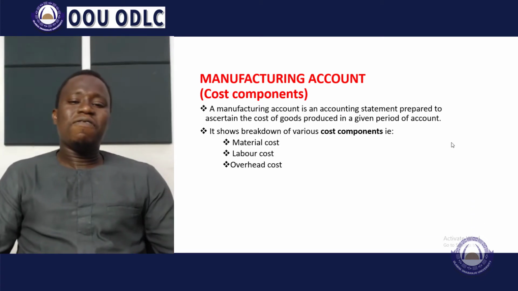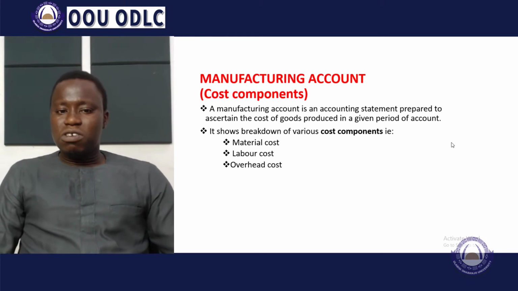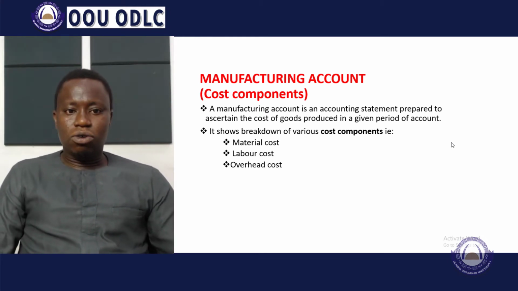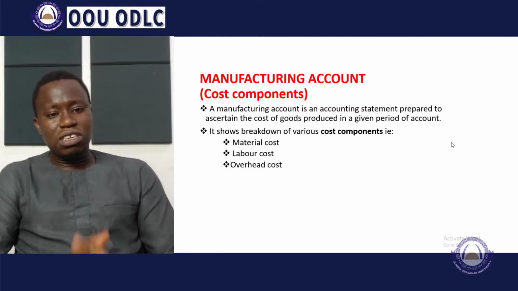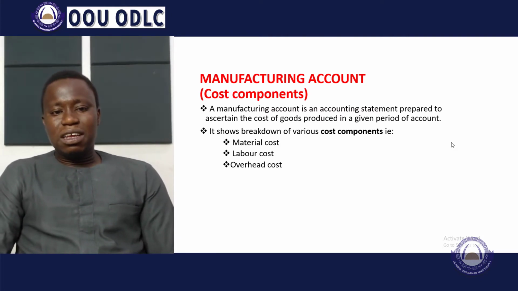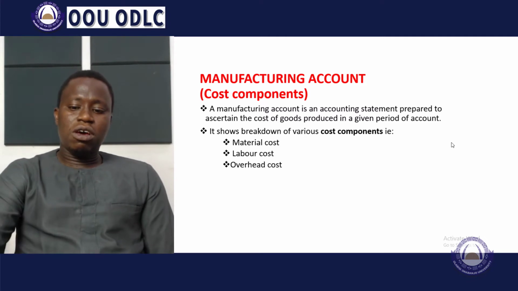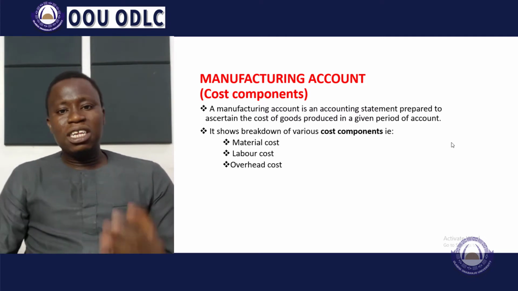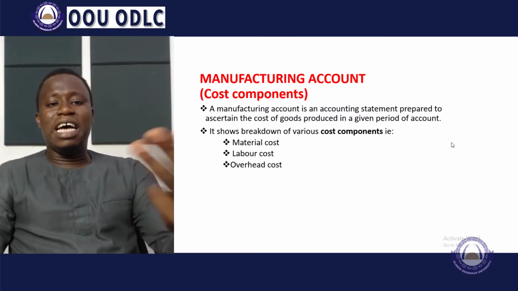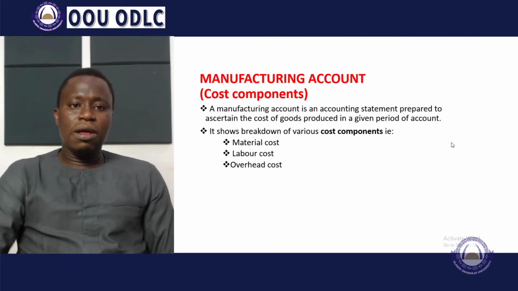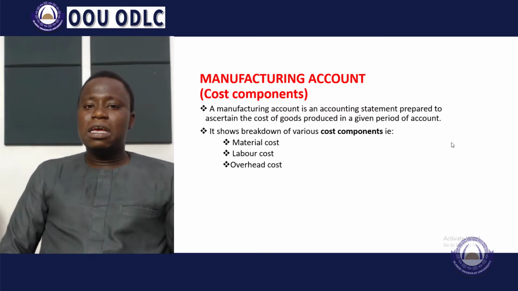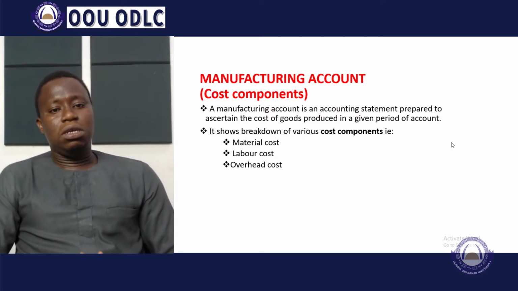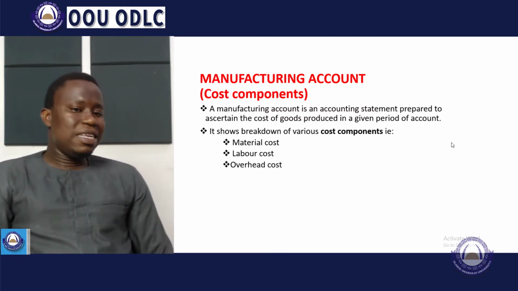So before you can have a final product, you must have incurred a material cost, a labor cost, and an overhead cost. That's why we refer to these three things as the cost component. That is, for any product you manufacture, you would incur these three costs. Now, this cost component can further be classified into two. We have what we call the direct cost and the indirect cost.